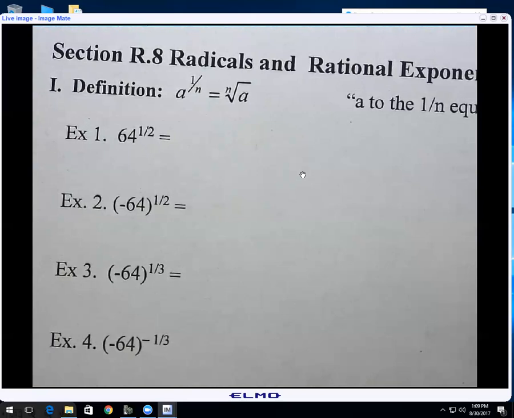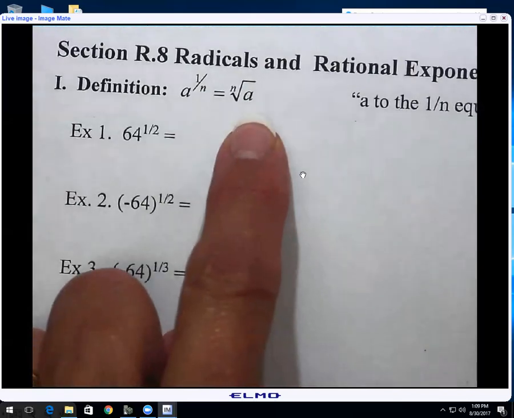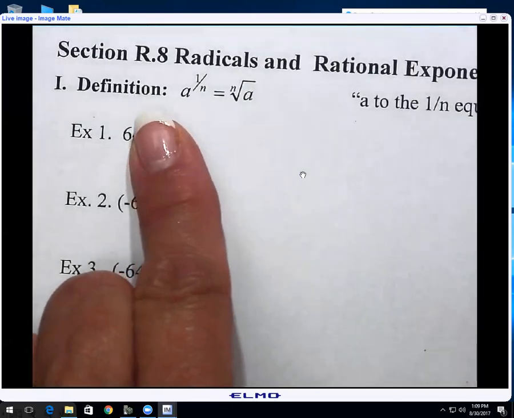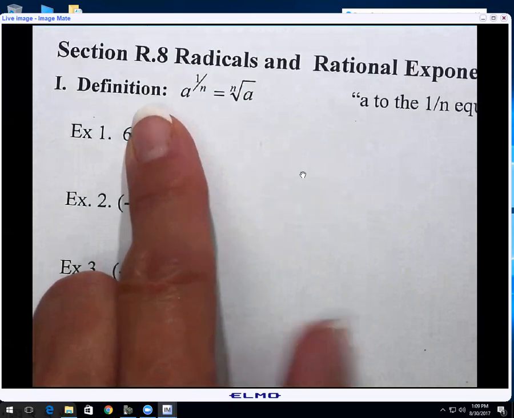Radicals are kind of a pain in the patootie to deal with. Those of you who have spent some time with radicals know, they can be a pain. So rational exponents were developed as a different way of writing radicals, so that we could just use all the rules we already know. We know rules for exponents. So if I could write that radical with an exponent, I could use all the rules I already know.